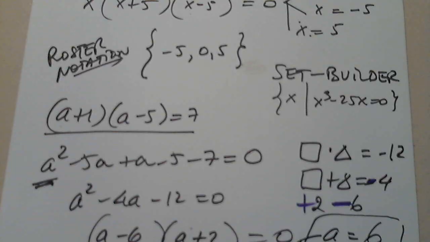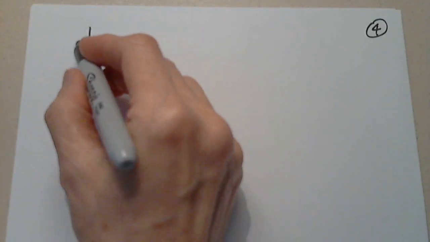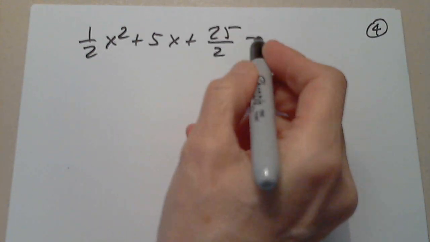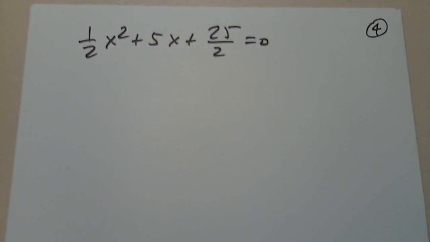Okay, let's also look at this one, H. This will be the end of Mod 6, and then we can go and practice. So 1/2 x squared plus 5x plus 25 over 2 equals 0.